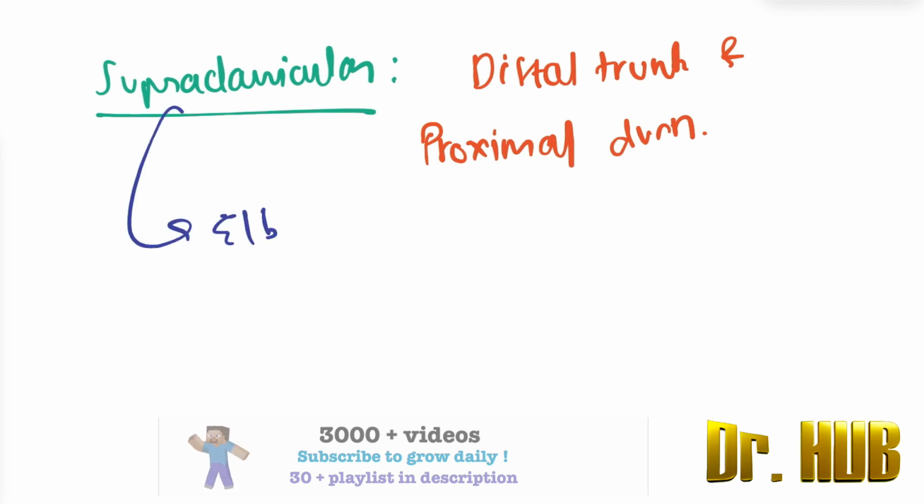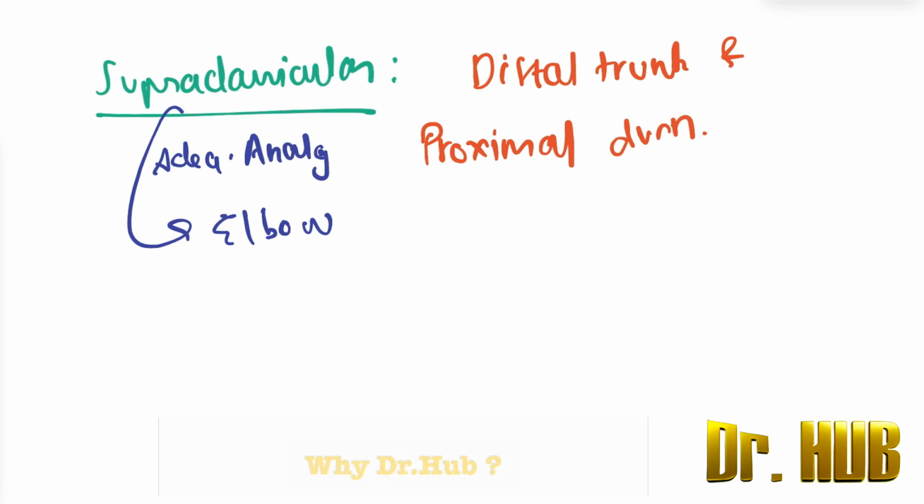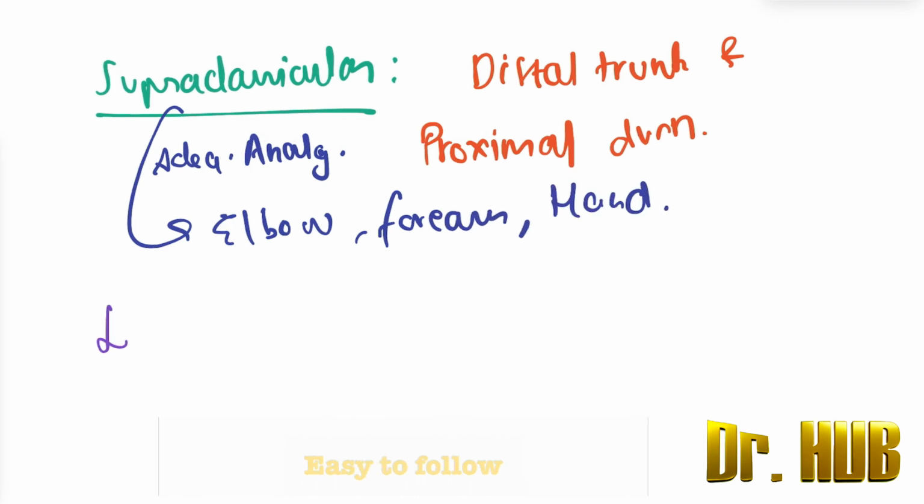It is seen in the elbow, in the forearm as well as in the hand. Next comes the topic of limitations.